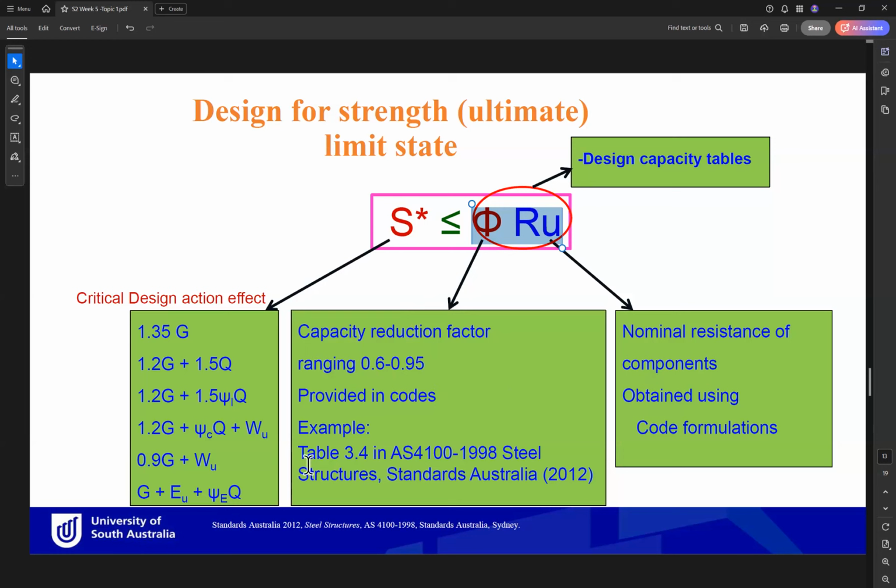This can be found in the Australian standard for steel design, AS 4100.